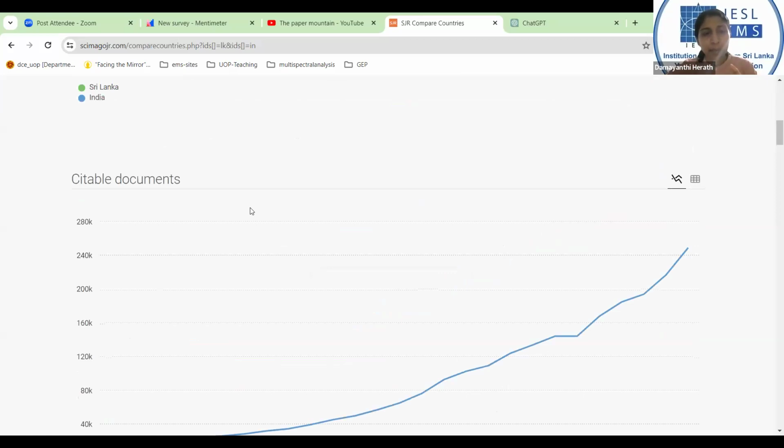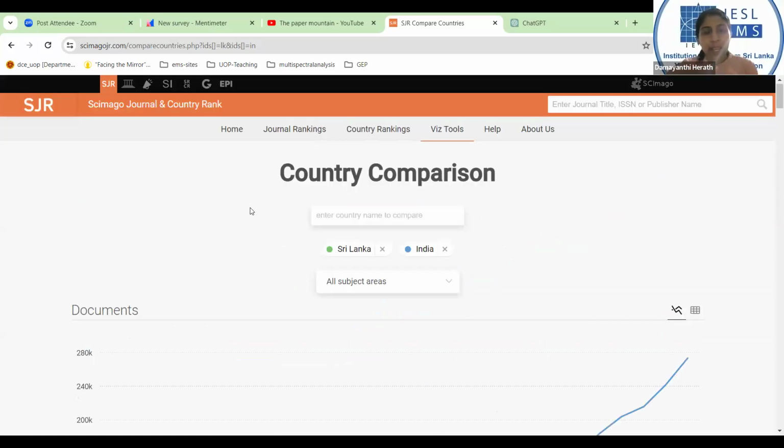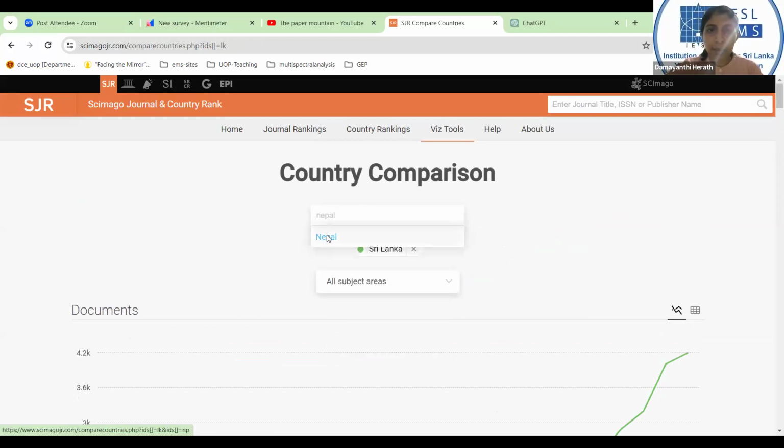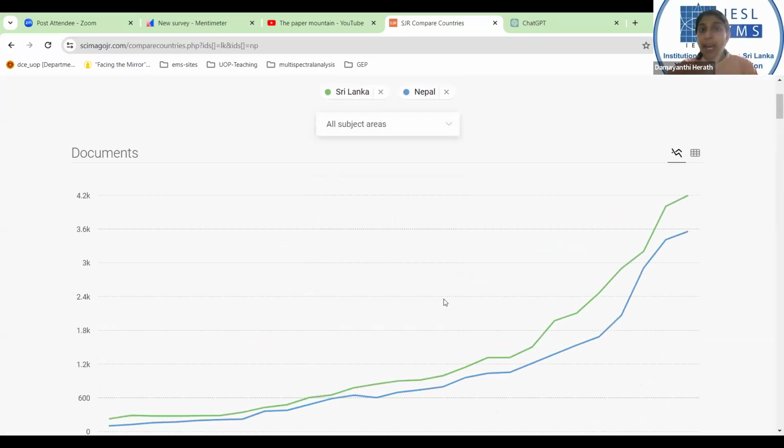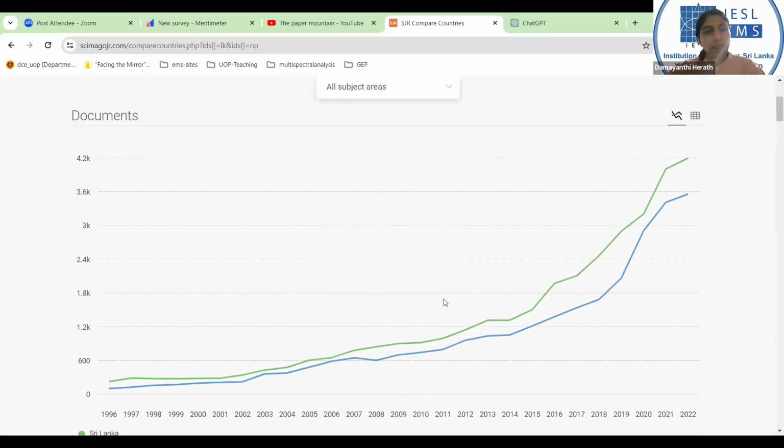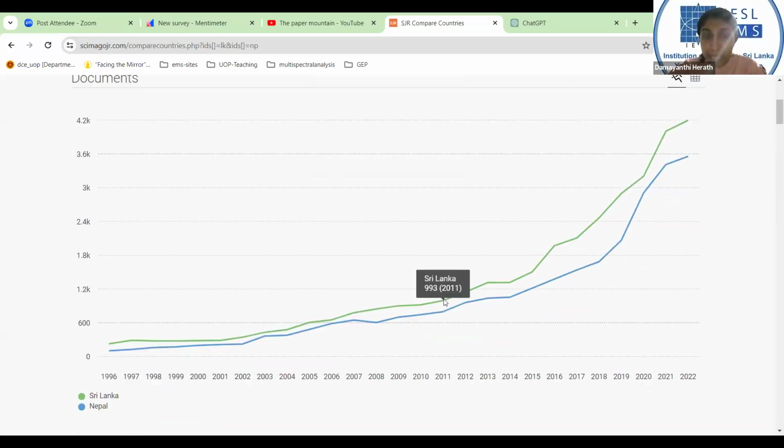And Nepal, maybe Nepal is a good country to check. As engineers, it's also important that we have a good picture of what is happening around us, so these types of tools are useful for us. If I check something like Nepal, this is how we compare. We are almost similar in terms of publications.